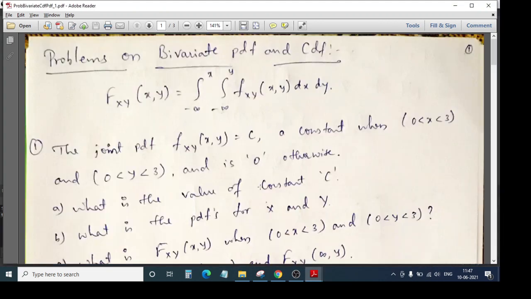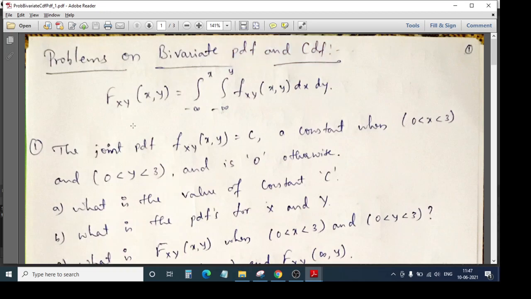So today we will discuss one more problem on your bivariate PDF and CDF. In the last class we discussed the properties of your bivariate PDF and CDF. We have also discussed a problem on your bivariate PDF and CDF. So continuing on the same lines, today we will discuss one more problem on the bivariate PDF and CDF.